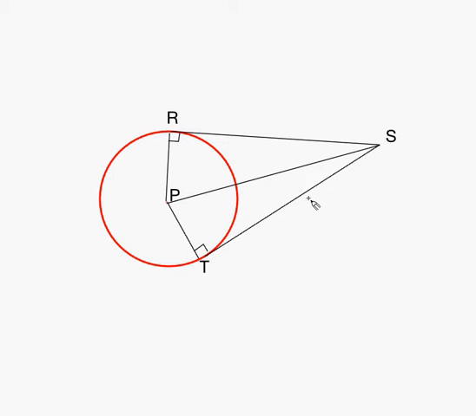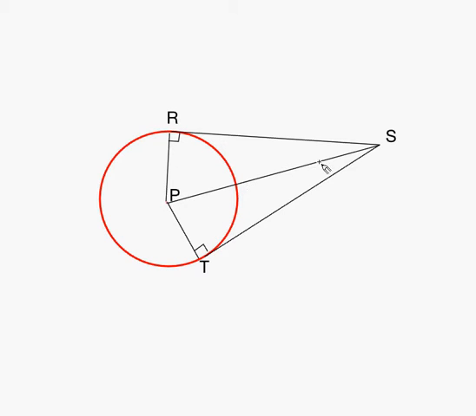Now notice that we've actually created two congruent triangles by drawing line segment PS. We have triangle PRS, which is a right triangle, and triangle PTS, which is also a right triangle. How do we know that they're congruent triangles? We can use the hypotenuse leg congruence theorem to prove it.